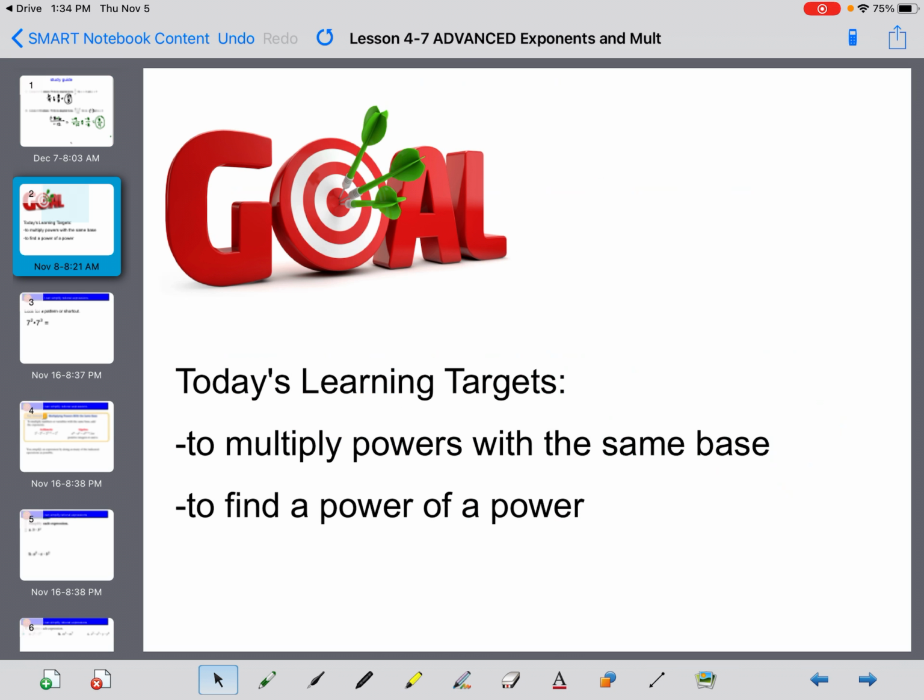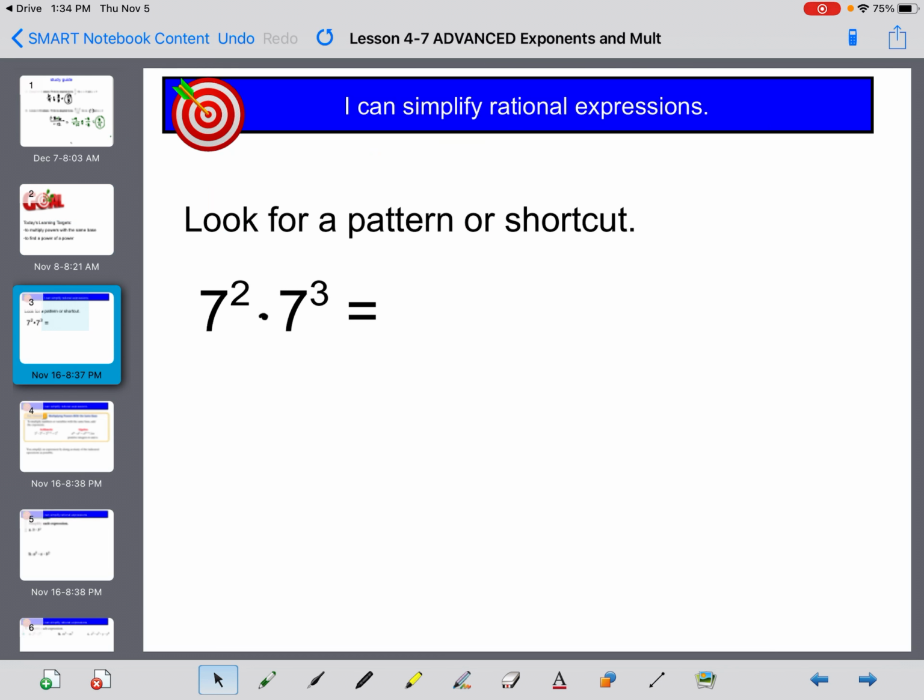For today's lesson, our learning target is to multiply powers with the same base and also to calculate a power raised to another power. I want you to look for a pattern or a shortcut while I demonstrate how to do 7 to the second times 7 to the third.